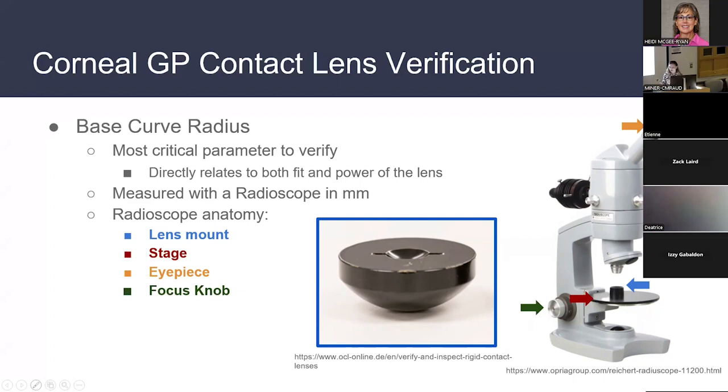It's positioned on top of the stage, which is right here. And just like a microscope, you can move the stage. That's important because it will help you to center the lens when you're trying to verify things. And then you, of course, have your eyepiece, which is where you're going to look into the radioscope. You can focus that just like you can focus one on a lensometer. And then you also have your focusing knob, which is similar to on your lensometer when you're adjusting to get your Meyers in focus.